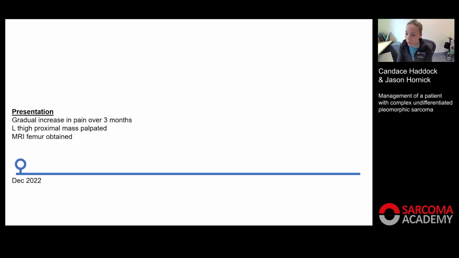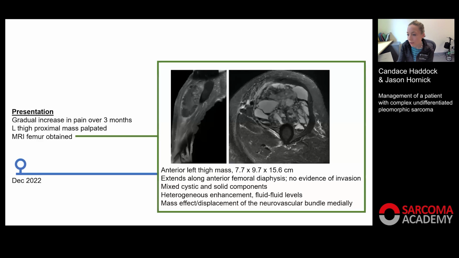So she presented around December of 2022, and at that time she noticed that she was having increasing pain in her left anterior proximal thigh, and ultimately in December she started to feel a mass there, and that's when she presented. So an MRI of the femur was obtained, and as you can see, that shows a large anterior left thigh mass measuring 15.6 centimeters in its greatest dimension. The mass was extending along the anterior aspect of the femur, and there was no evidence of invasion.